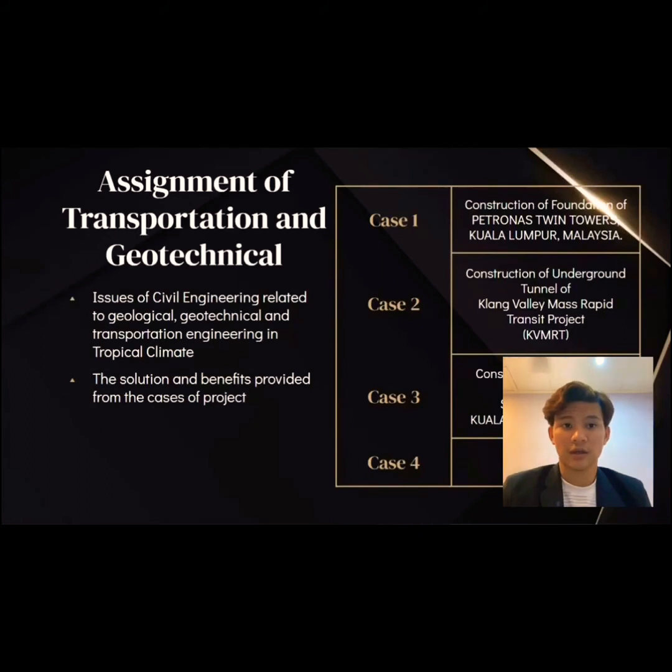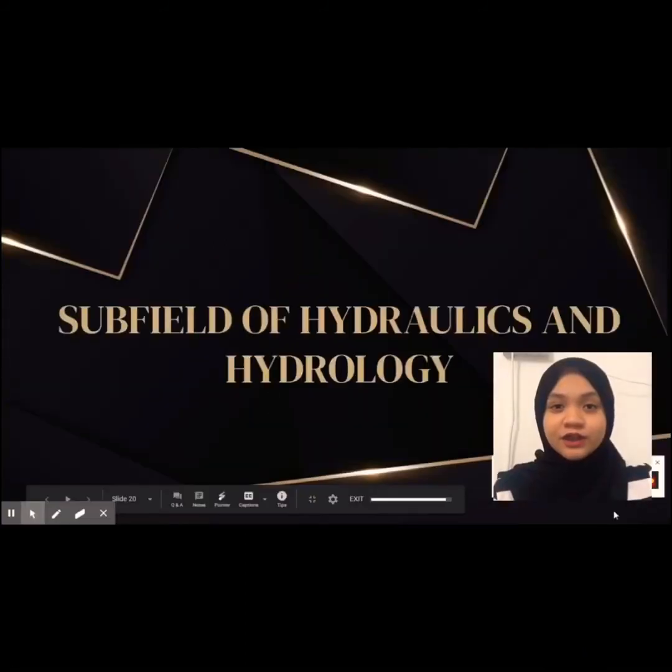Piling works will begin. Piling is a modern-day technique for building a solid foundation. Because of this piling, the entire construction can withstand a very large weight. A subfield in Introduction to Civil Engineering is Hydraulics and Hydrology.